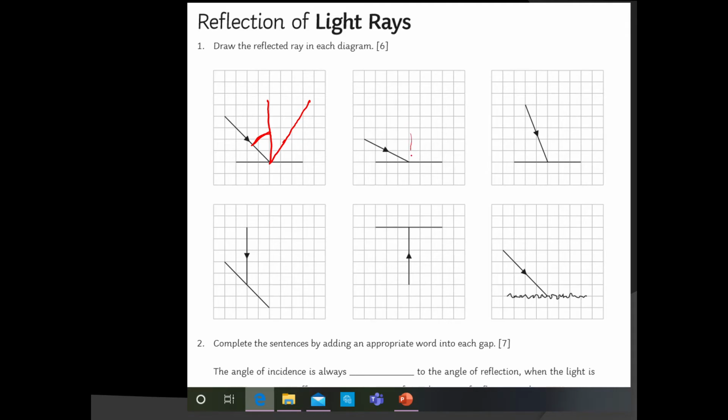So your normal here will be down here. Your normal on this one as well will be down here. This one's at an angle, the mirror here. So you'd need to make sure that your normal is at 90 degrees each time to the mirror surface. This one, I'm going to let you think about that one. Would we get a reflected ray? Where would it be? And this one here, this is a rough surface. So remember, light gets scattered here. So we're going to have rays going in all directions.